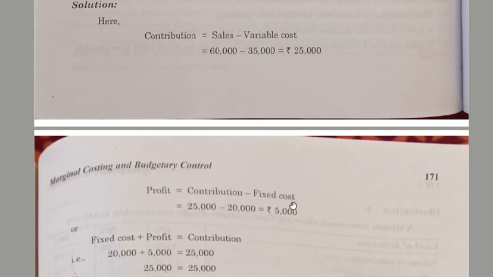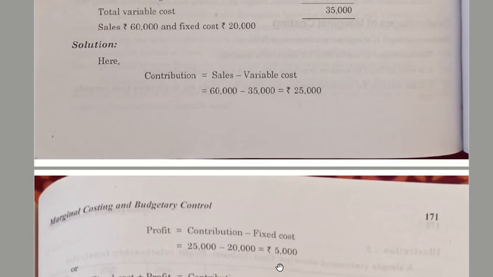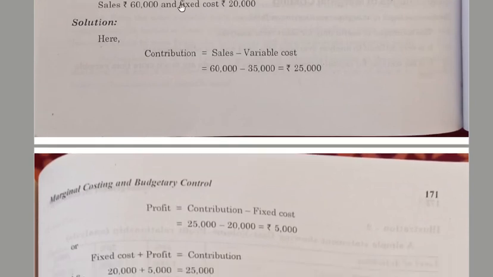So contribution minus fixed cost is your profit. So 25,000 is your contribution minus your fixed cost, which they have given in the question, 20,000, which is nothing but 5,000. So this can be calculated in the same table itself, like sales minus variable cost is equal to contribution minus fixed cost is equal to profit.